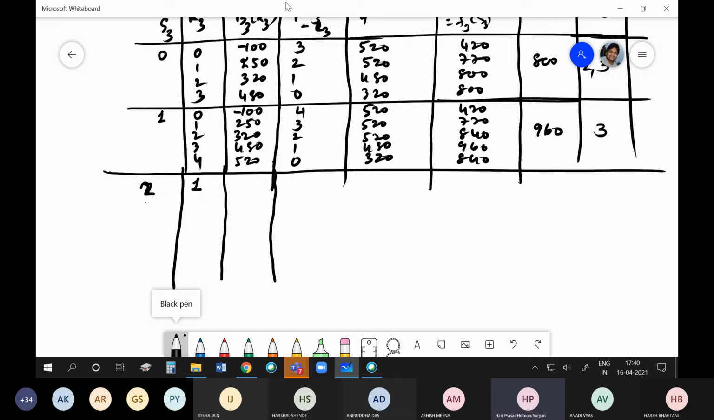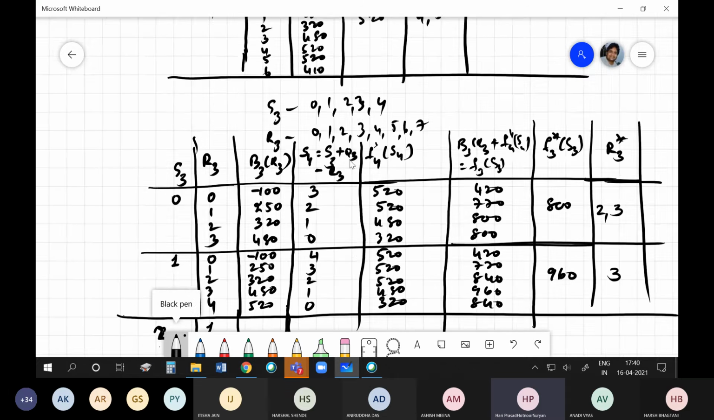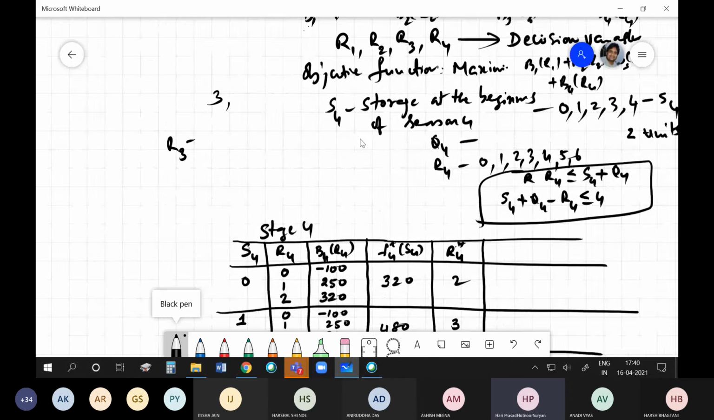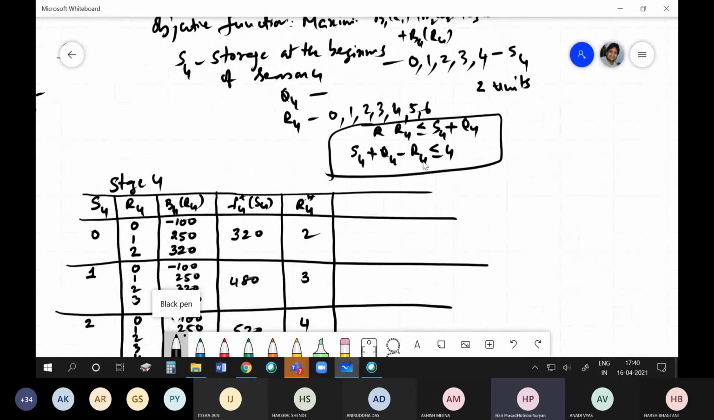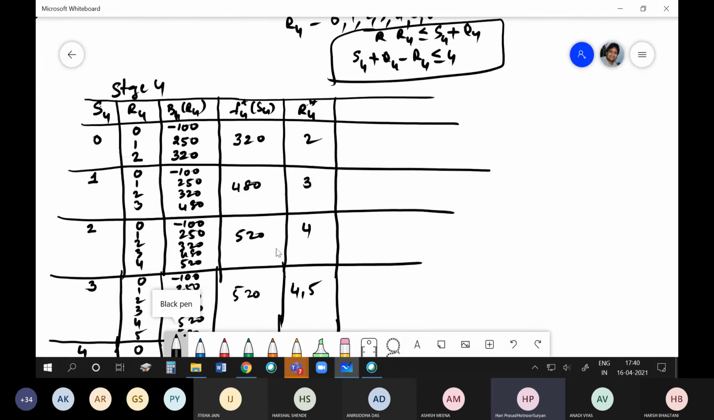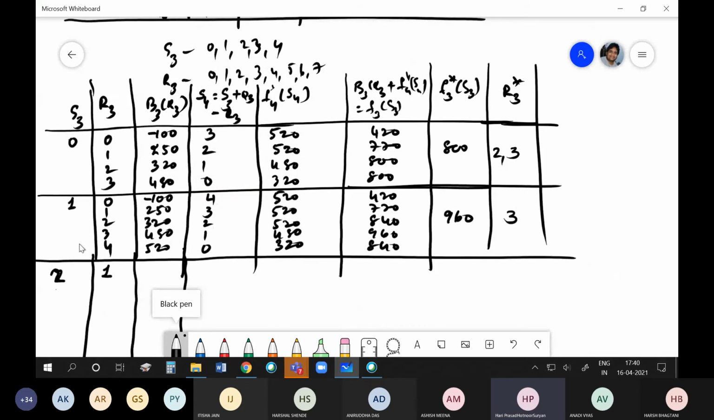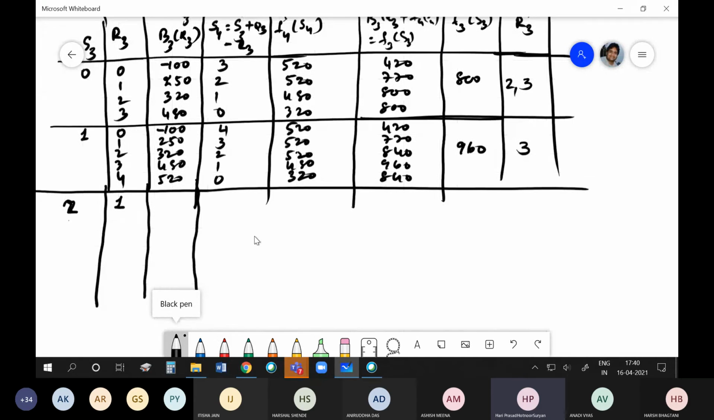The second constraint, which we have seen here, is that S4 plus Q4 minus R4 should be less than or equal to 4. This also has to be satisfied. In the first table, it was already satisfied automatically. Here also for these two storages it was satisfied, but here you have to release one to the downstream side. Okay, so you will have 1, 2, 3, 4 or 5, isn't it?